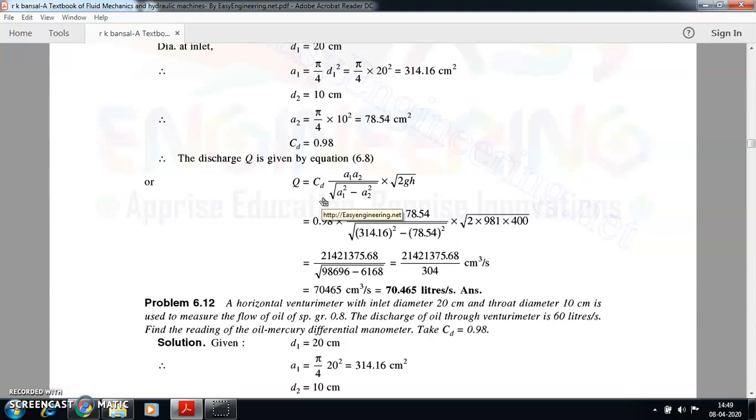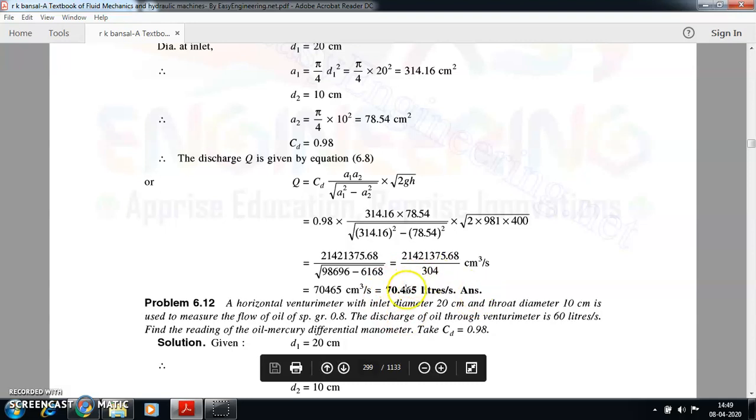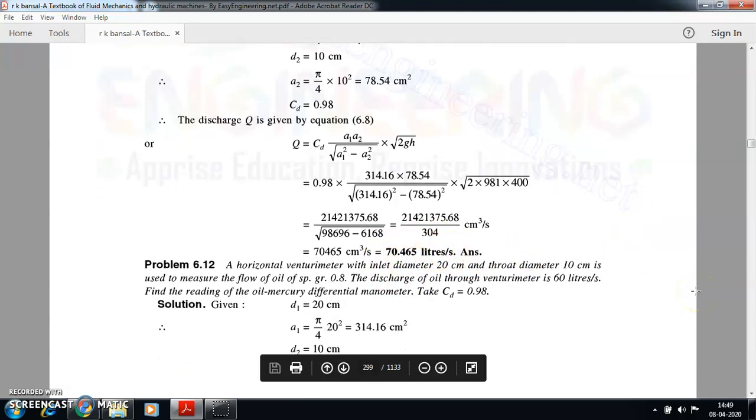If you do it in all centimeters, then it will be centimeter cube per second. Do it in meters, it will be meter cube per second. Converting that into liter per second is accepted. If you want, you can convert or you can leave it like that.